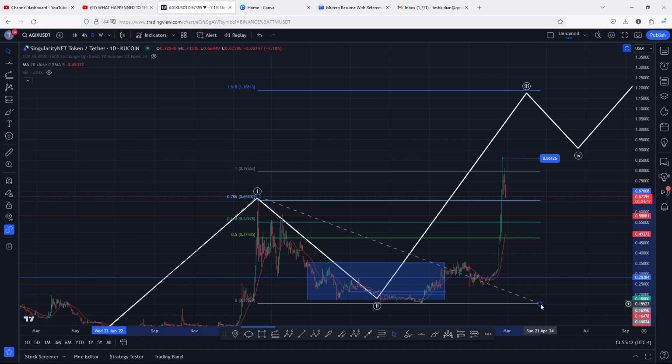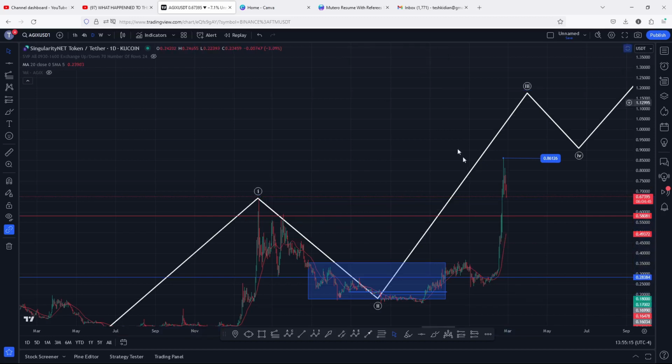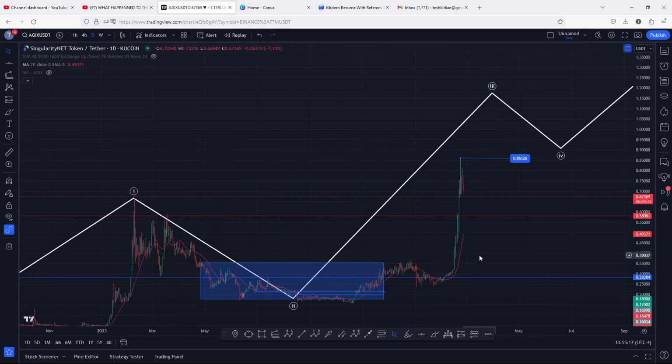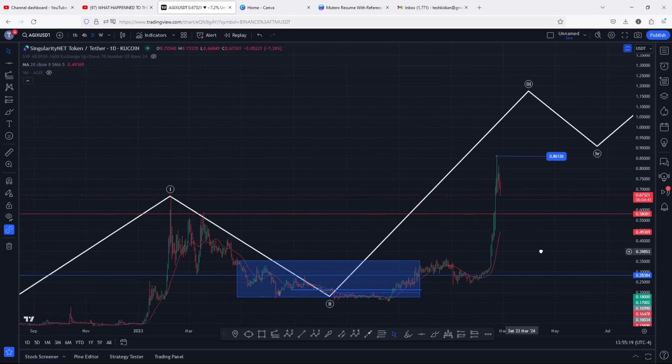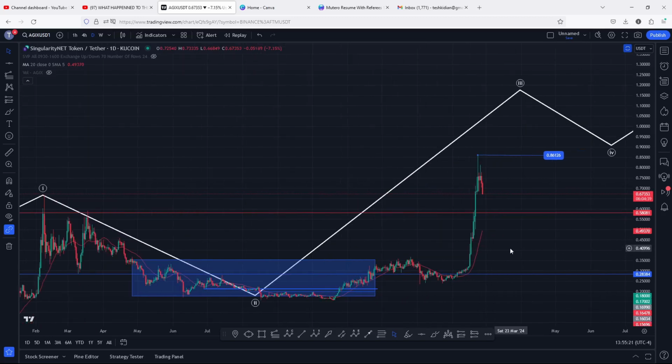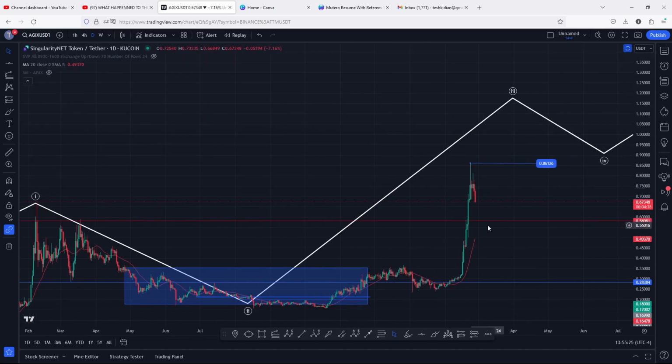What that means is that in case Agix continues to hold above significant areas of support in the next coming hours, there are high chances that we are going to see another massive push to the upside, breaking above the 0.86126, which is the all-time high, and give us another high above the 1.18 in the next coming days.